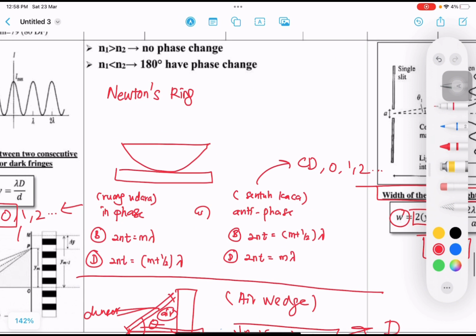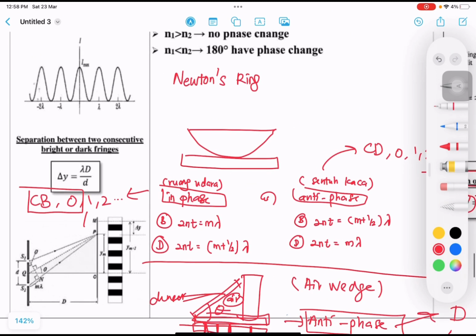Whereas for Newton's ring, we have two situations again. Alright, for in phase, it has an air gap, whereas for antiphase it touches the glass or touches the other surface. So in phase dominated by constructive, so we will have a look at the bright. So center bright is 0, the first bright is 1, the second bright is 2, and the number is increasing.